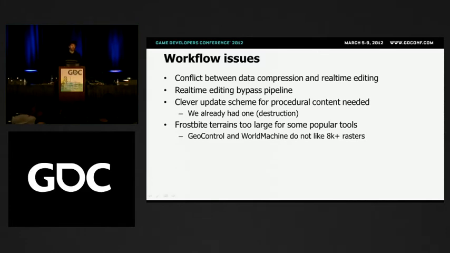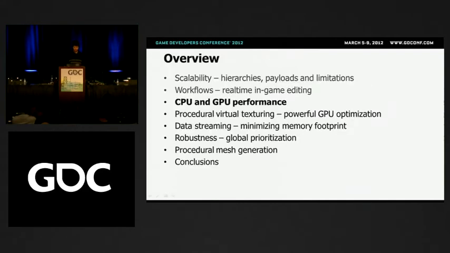What we have discovered when making this scalable tool is that we are surpassing the limits of many popular third-party tools like GeoControl and World Machine. You can easily make a 64K raster, terrain raster in Frosted. But if you would try to roll that in World Machine, you'll run into problems. There's no real solution for that. It's just waiting for those tools to catch up, I guess.